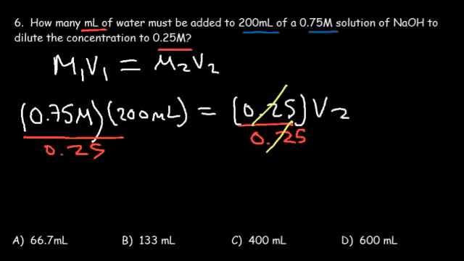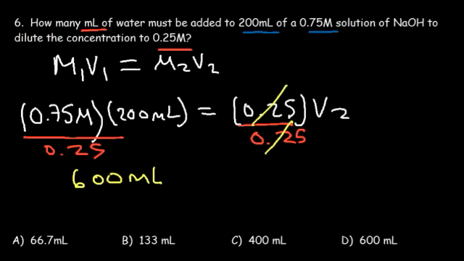So these units, those values, they cancel. Now, 0.25 goes into 0.75 3 times. So if you divide 0.75 by 0.25, you should get 3. And then 3 times 200 is 600. So the entire left side is equal to 600.